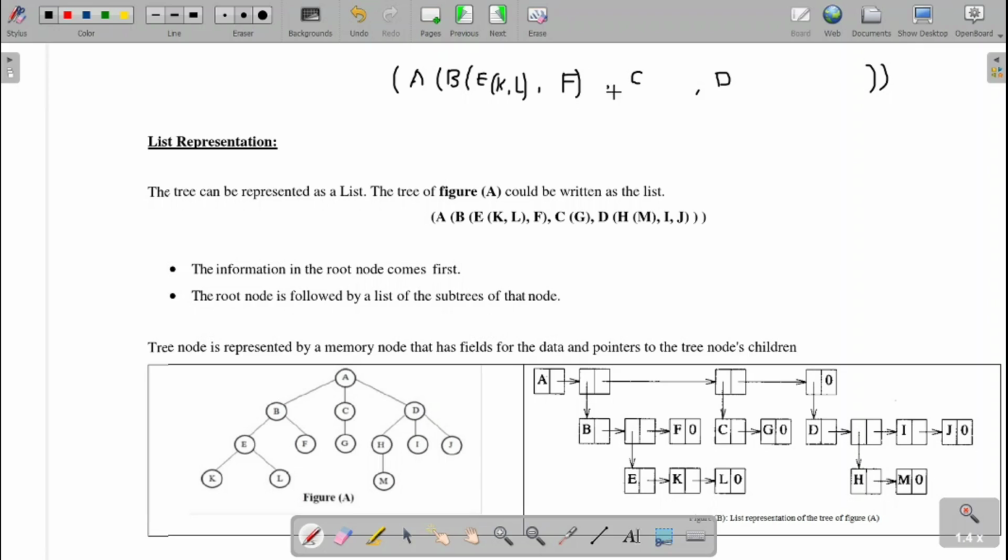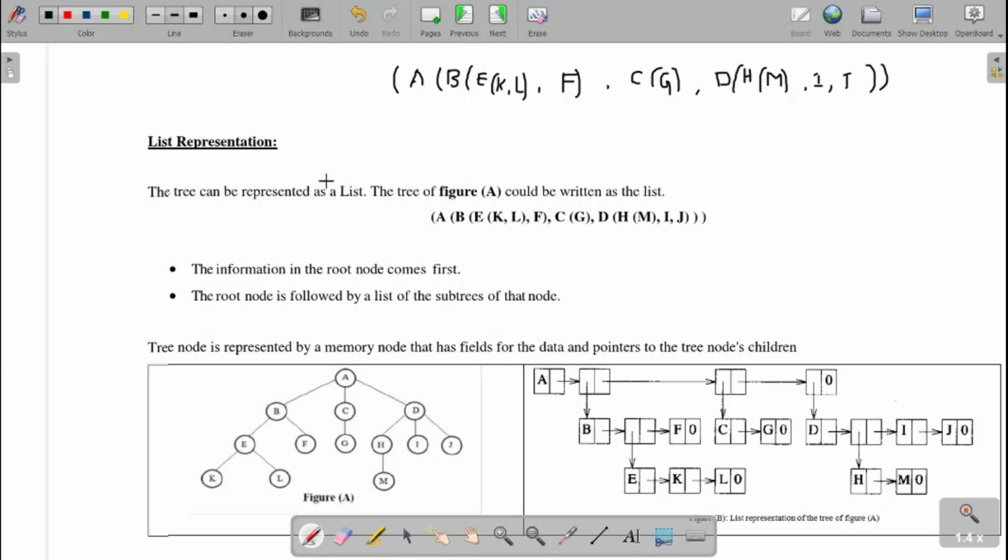F doesn't have any children. Next, C has a single child, that is G, and D has three children again. That is H, I, and J. Again, if I take H, it has a single child, that is M. So this representation will be your tree.